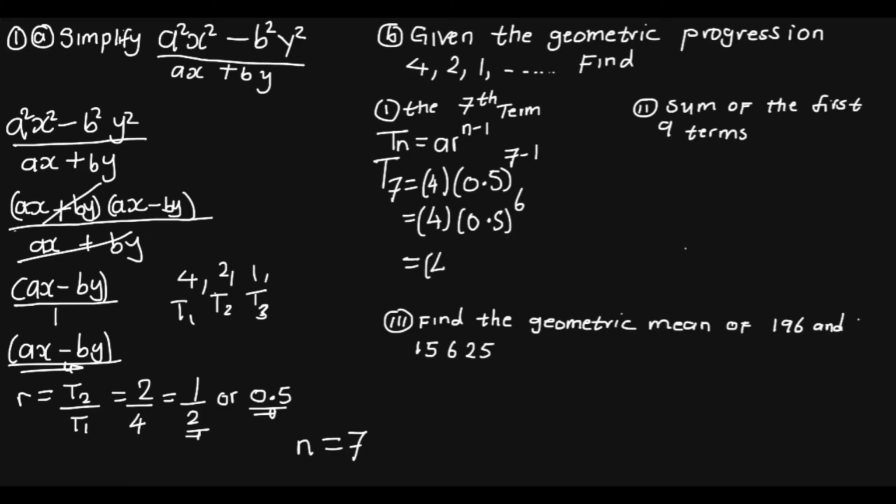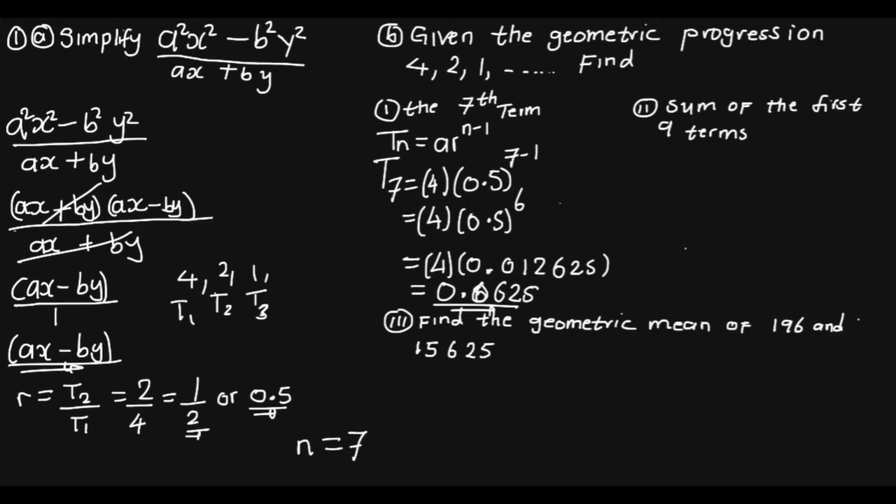So now let's work out 0.5 raised to the power 6. On my calculator, 0.5 raised to the power 6, I'm getting 0.015625. Now for the final answer we multiply by 4, and I'm getting 0.0625. So this is the number in position number 7.